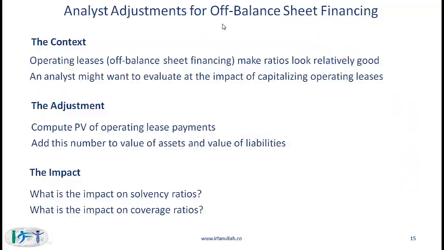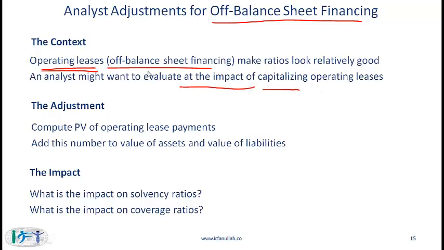Coming now to adjustments related to off-balance sheet financing. You have seen this material in the reading on non-current liabilities. Many companies use operating leases because they make ratios look better. If you recall, operating leases are a way of doing off-balance sheet financing. You don't put any assets and liabilities on the balance sheet. You as an analyst might want to evaluate the impact of capitalizing the operating leases. So you might say, what is the impact on the assets, liability, equity, and so on if these leases were treated as capital leases? To do so, you need to make adjustments.